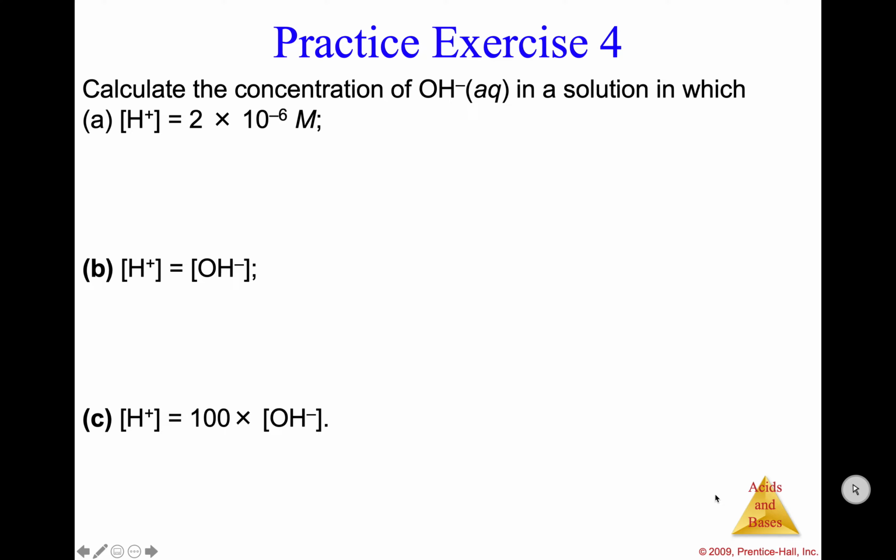Okay, so here you're given hydronium. I'm asked to find hydroxide. So which equation will we use? Yeah, Kw, which I know is 1.0 times 10 to the negative 14 equals hydronium times hydroxide. So what am I trying to solve for? Hydroxide. Why? Because that's what it's asking for, right? So to solve for hydroxide, I divide both sides by hydronium.